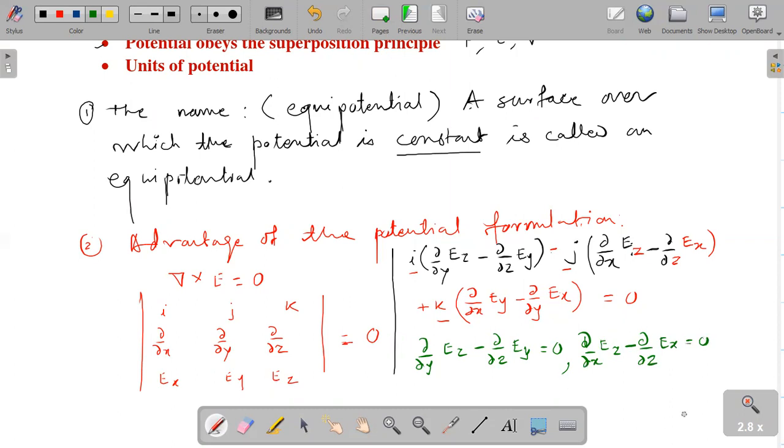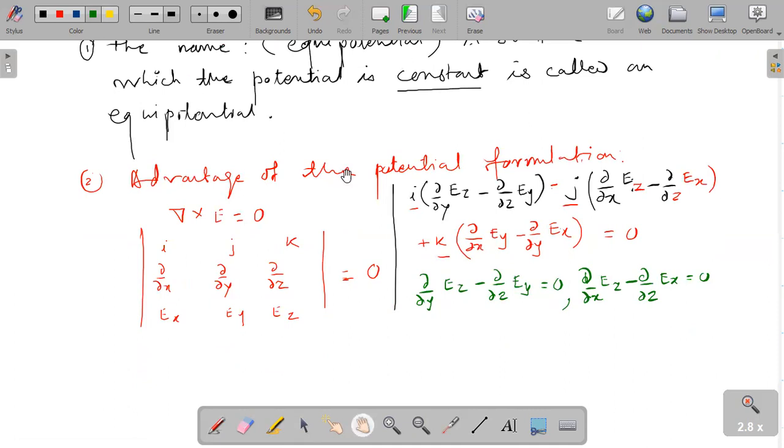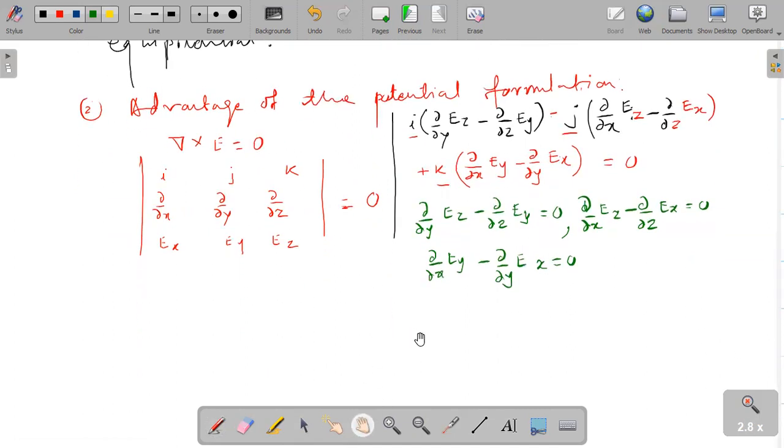I will shift in upward direction. Give me 1 minute. And last point is ∂/∂x of Ey minus ∂/∂y of Ex equal to 0. Is it correct? Yes, sir. Therefore, final conclusion I will write here.